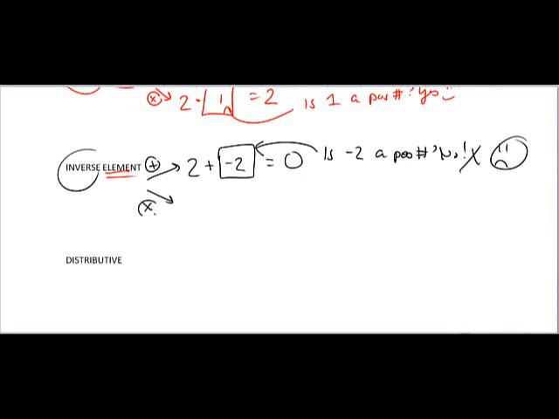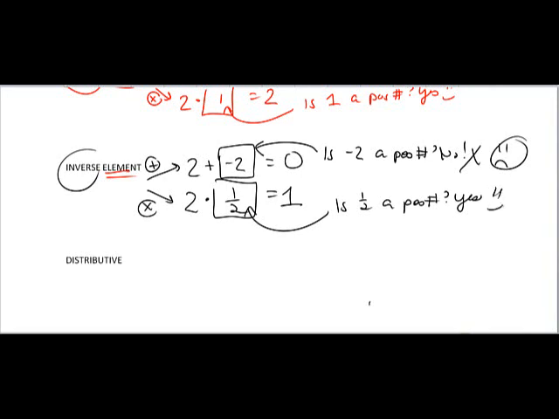With the multiplicative, here we go. 2 times something equals 1. 1 is always going to be the result for multiplication when you're talking about inverse. So we have 1/2. Is 1/2 a positive number? Yes. We're good. And again, you could start with any positive number here and you would get the same thing.